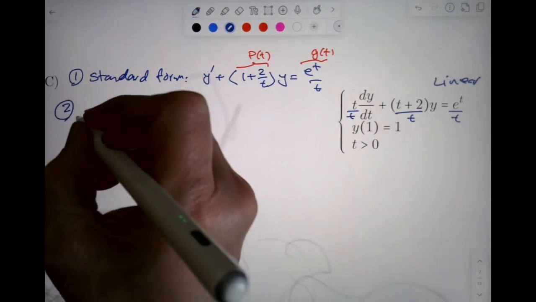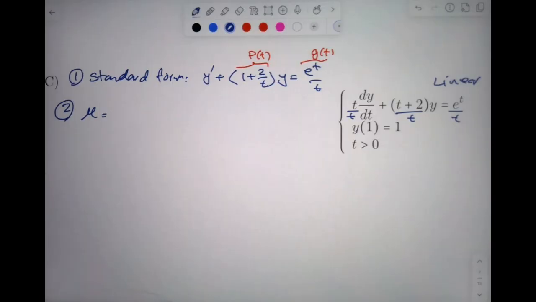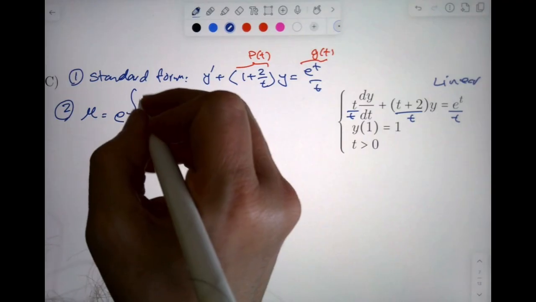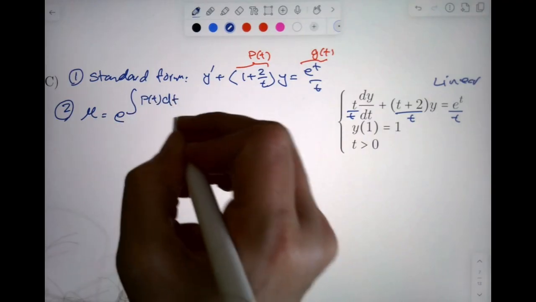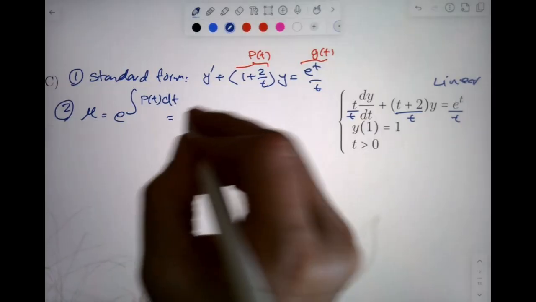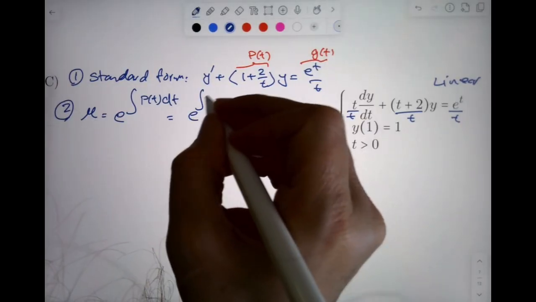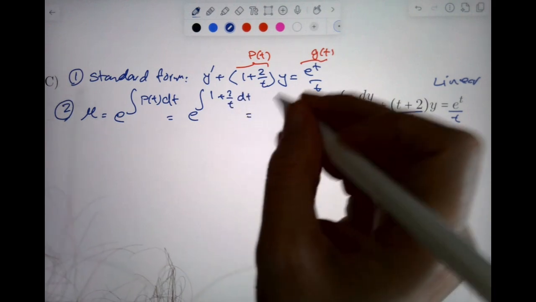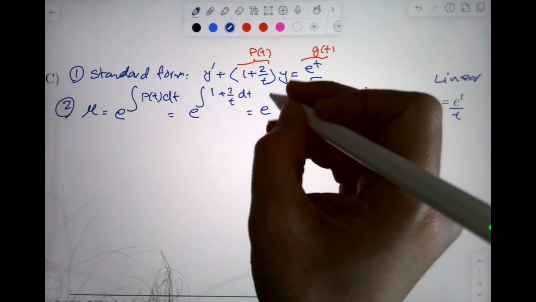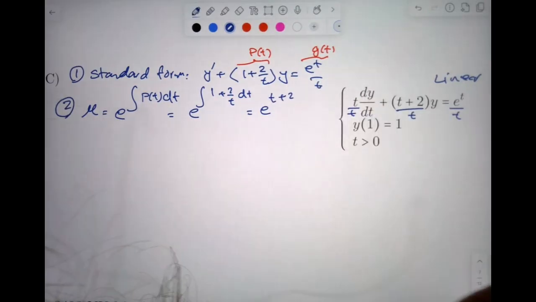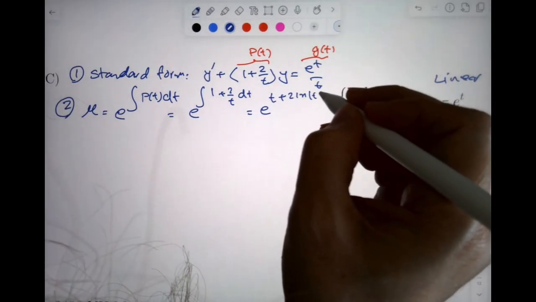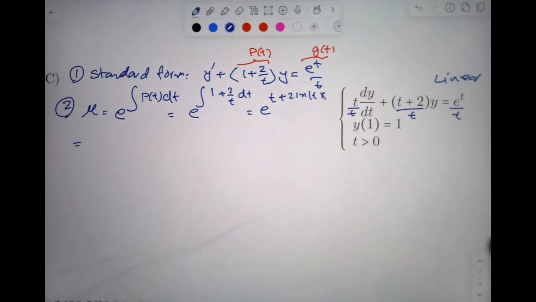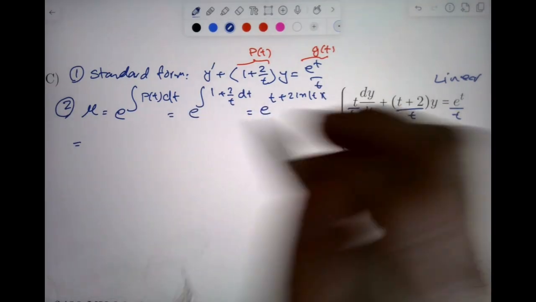The second step is to compute mu. Mu is equal to e to the power integral of p of t dt, and that is e to the power integral of 1 plus 2 over t dt, which is e to the power t plus 2 ln of absolute value of t. But also t is bigger than 0, so the absolute value goes away. But let's clean this up. Do not keep it in this format.